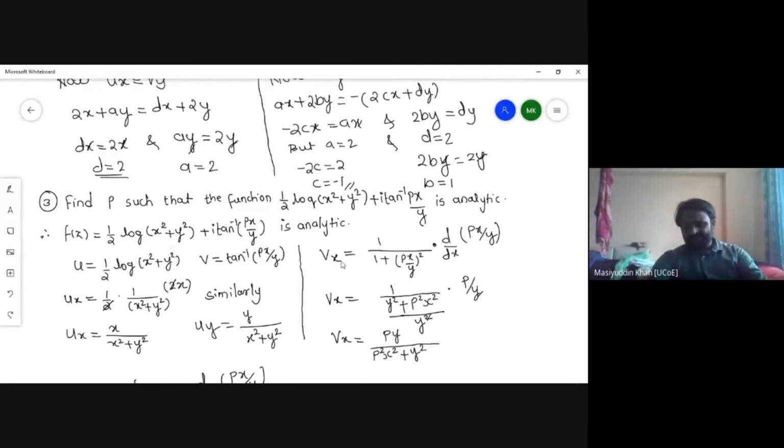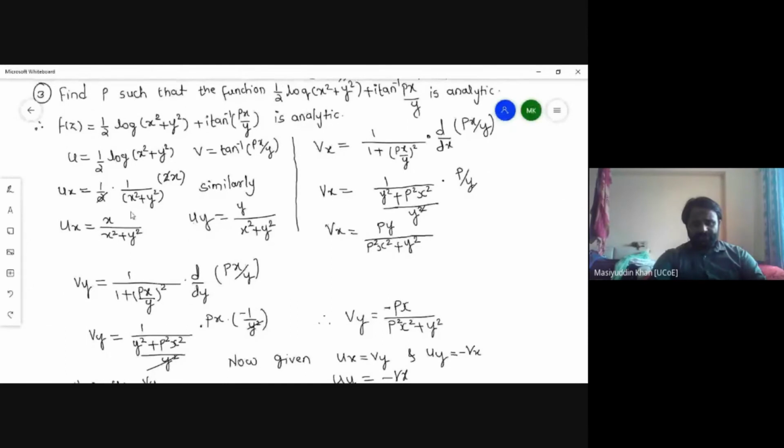Vx we have calculated because here v is given as tan inverse of px by y, and the derivative of tan inverse x is 1 upon 1 plus x square. So x is px by y, so we have to square this term. We just simplify this part, and you get p by y. So p into y.